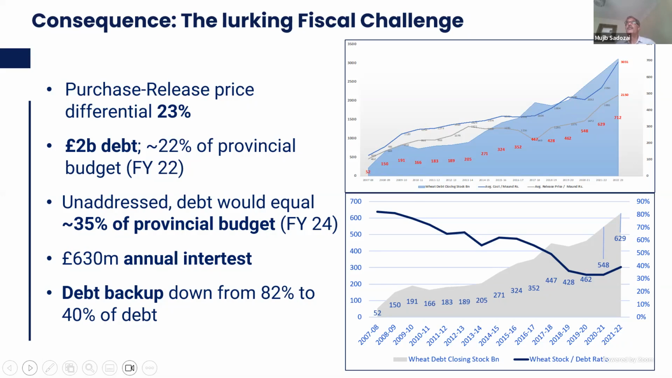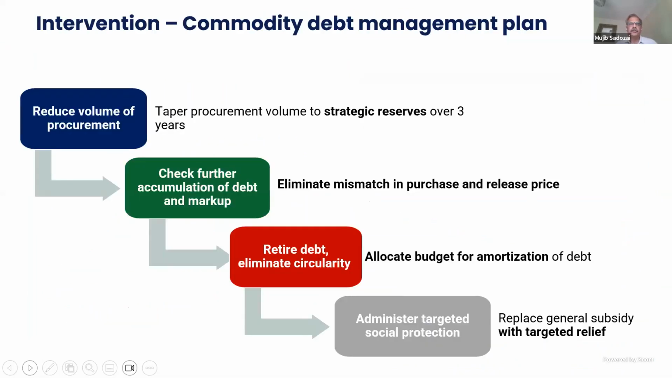So if we could move to the next slide, please. The reform proposal that the program supported included reducing the procurement volume to strategic reserves, eliminating the price mismatch between the purchase and the release prices, retiring the debt, and designing a targeted social protection plan to shield those affected by the elimination of the subsidy. And the plan was finally approved by the provincial cabinet in fiscal 2022. Next slide, please.